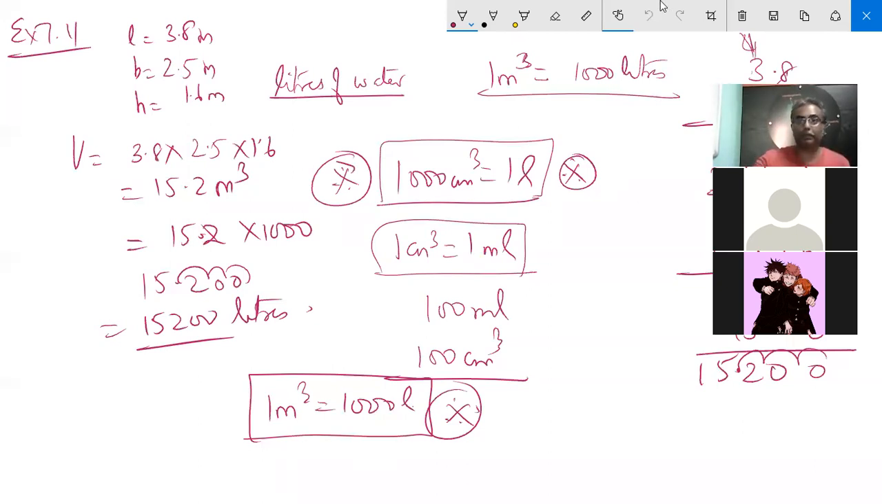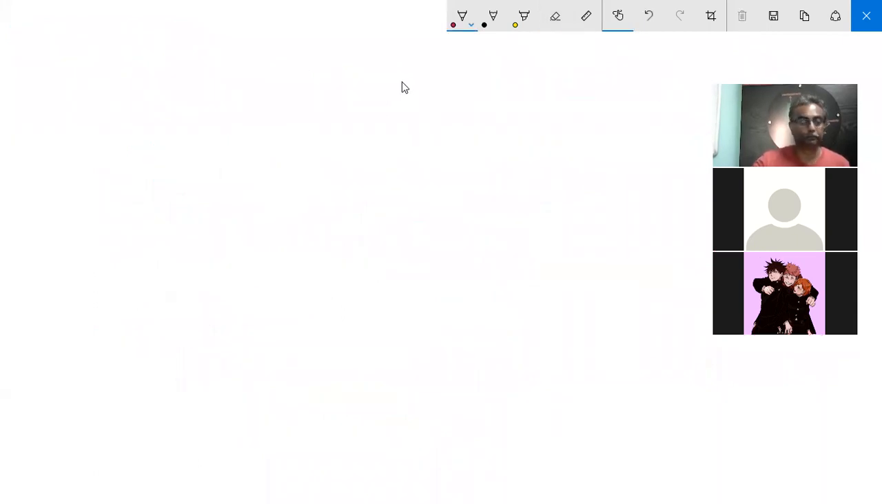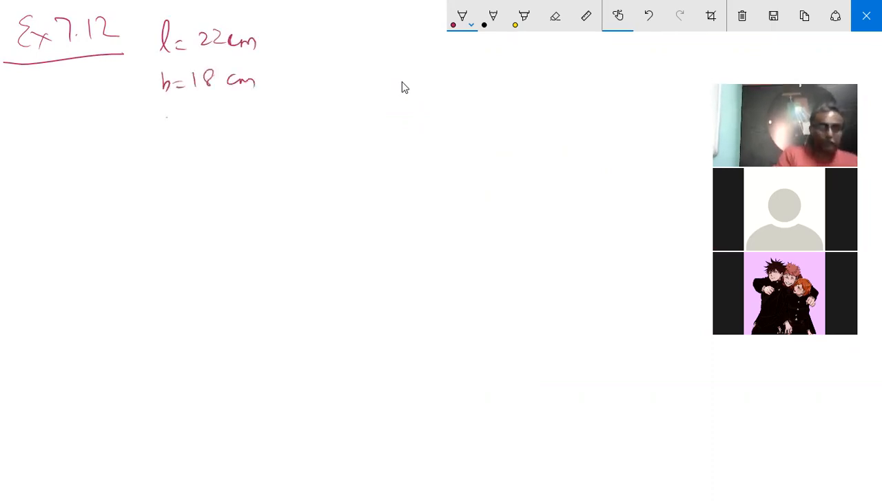Example 7.12. Now the dimensions of a sweet box: length is 22 centimeters, breadth is 18 centimeters, and the height is 10 centimeters. How many such boxes can be packed in a carton of dimension?